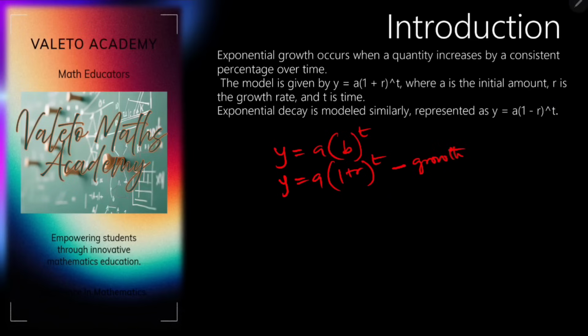This is because the rates might come in different forms. R stands for rate here, and b also stands for the rate. That is why we have two different equations depending on how the rate is given. And then for exponential decay, it is modeled like this: a times 1 minus r raised to power t. This is for exponential decay.